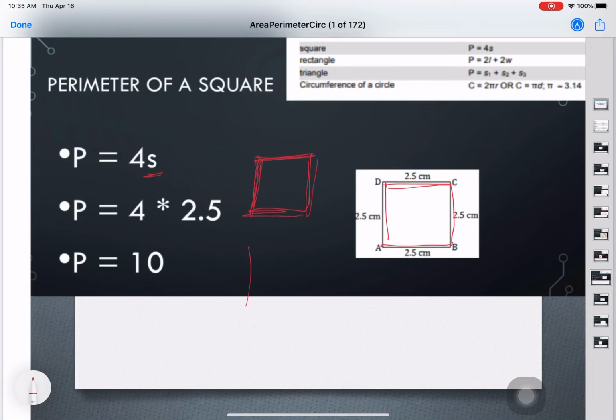Typically, they're going to say the square has a side length of 4. That was a really bad example. Let's do this one. Let's say a square has a side length of 7. So then you can say, oh, that's 7 plus 7 plus 7 plus 7. Because it's a square, you know they're all the same length. So you could just say 7 times 4, which is 28. So on this one, the side length was 2.5. So 2.5 times 4 is 10.